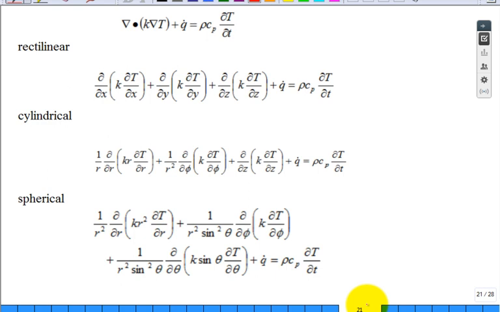So, oh yeah, I was going to show. Here's that cylindrical, and it's steady state. We do have Q. Nothing in the Z, nothing in the phi. It was only in the R. And then we took that K outside, and there you go. Do a little manipulation. That's the equation.